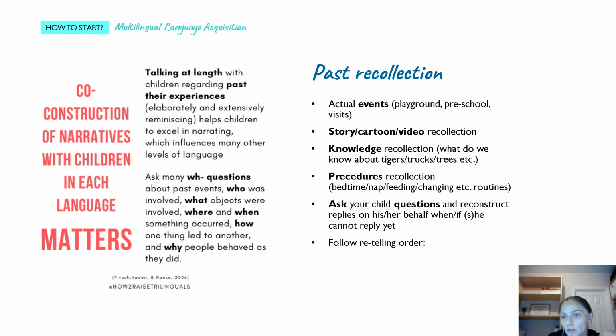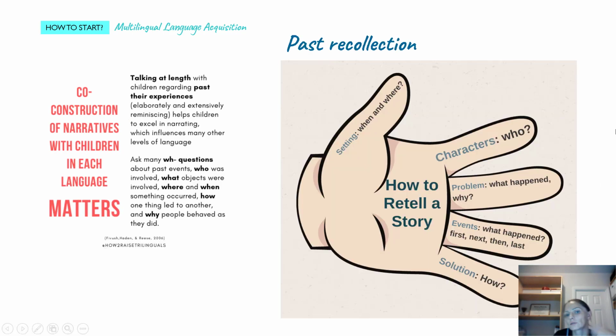So that's the order for retell, there's 5 fingers, right? Setting, when and where something happened. So let's talk about the past birthday. Hey, do you remember your 3-year-old birthday? Mm-hmm. When was that? Was it winter or summer? Or maybe it was autumn or spring? And where? Was it in the park or indoors? Was it in the cafe or restaurant? So you ask those questions. Settings is where and when.